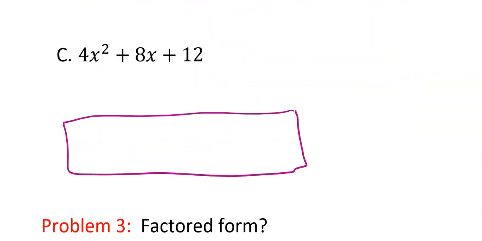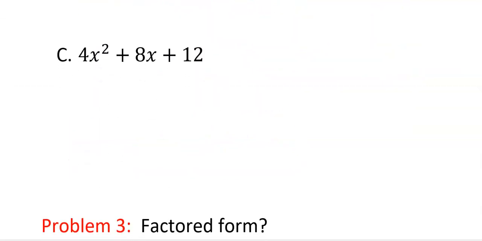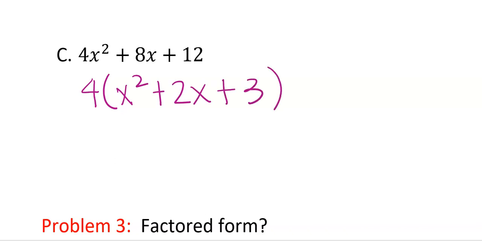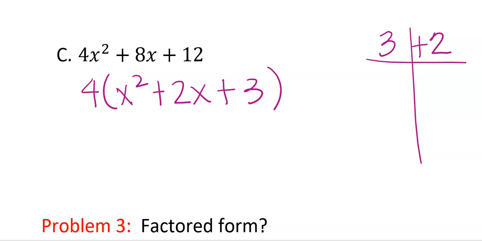Okay, now there's one more. So can we take anything out of this one? 4. So when I take a 4 out, x squared plus 2x plus 3. So we need factors of 3 that add up to 2. The only factors of 3 are 1 and 3.